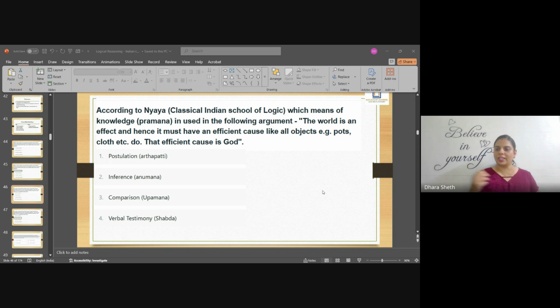It is logical reasoning. We are not doing guesswork. We are logically inferring something. So that is Hanuman. We are not seeing anything through our eyes, so it cannot be perception. Arthapti, because the formulation of the argument is logical, so it cannot be arthapti. There is no comparison here and no verbal testimony. So the answer is inference.